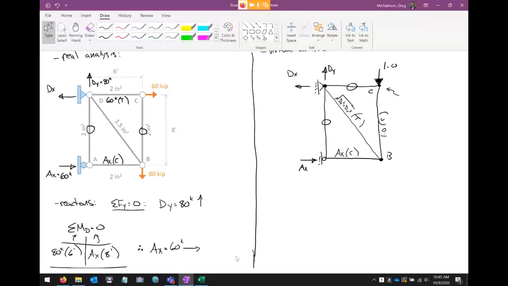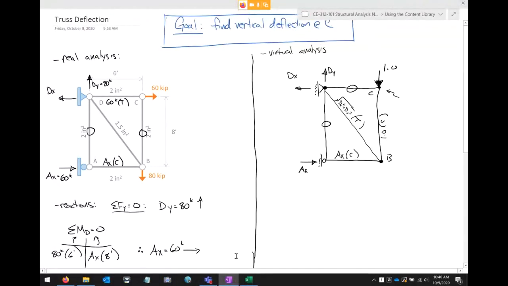So let's put some dimensions on here. This one was 6 feet. This dimension is 8 foot. So I propose if I sum forces in the y direction, if I have 1 going down, I got to have DY is 1 going up. So this is 1. And again, if I'm going too fast on the truss analysis, let me know. I'm trying to rush on this. So if you got any questions.